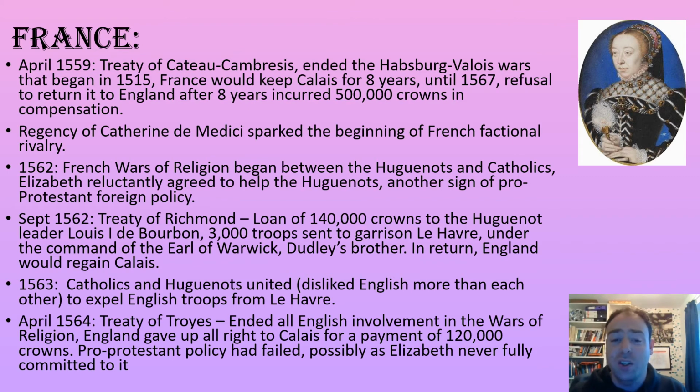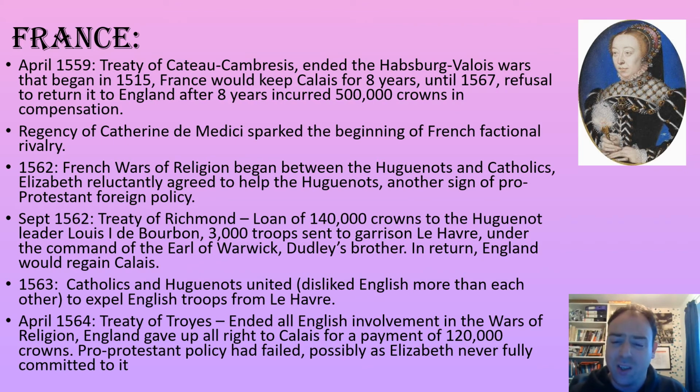The Catholics and the Huguenots decide that they dislike the English more than they dislike each other, and so they turn on the English, and the English troops are expelled from Le Havre. The Treaty of Troyes is then carried out in 64, and this ended English involvement in the wars of religion. So again, getting involved in another country's internal conflict is maybe not the greatest idea. And England loses the right for Calais, for which they get 120,000 crowns, which you can see is less than the loan that was given to the Huguenots.